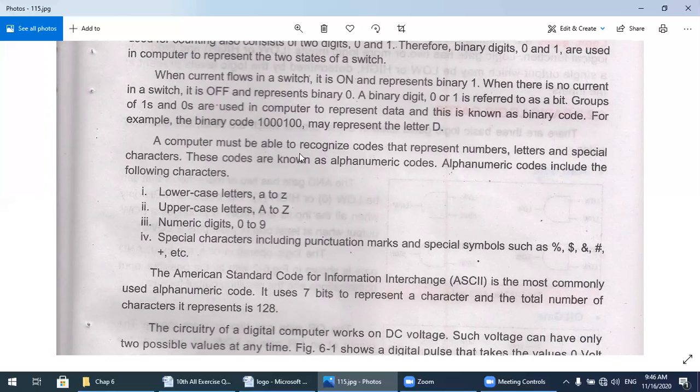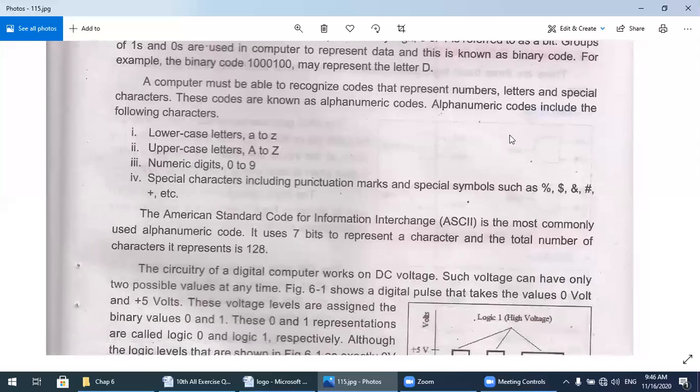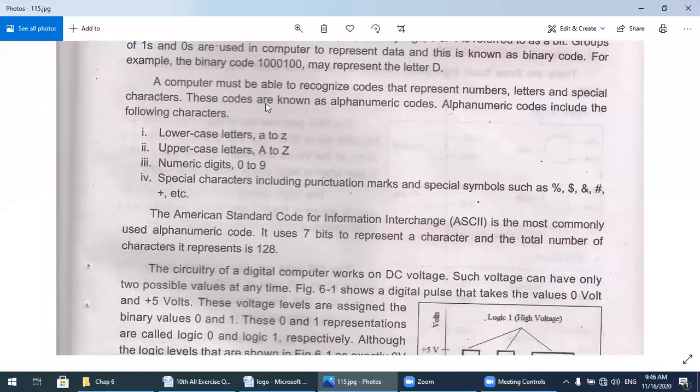A computer must be able to recognize codes that represent numbers. As you know, we are dealing with numbers, letters and special characters. These codes are known as alphanumeric codes. Alphanumeric codes means, let's say, a character is F underscore 16. So alphabets are there, a special character underscore is there, and the numerics 16 are there. So this one is called alphanumeric. Alphanumeric codes include the following: lowercase letters a to z, uppercase letters A to Z, numeric digits 0 to 9, and special characters. Many special characters are there, such as percentage, dollar sign, ampersand, hash, plus, etc.